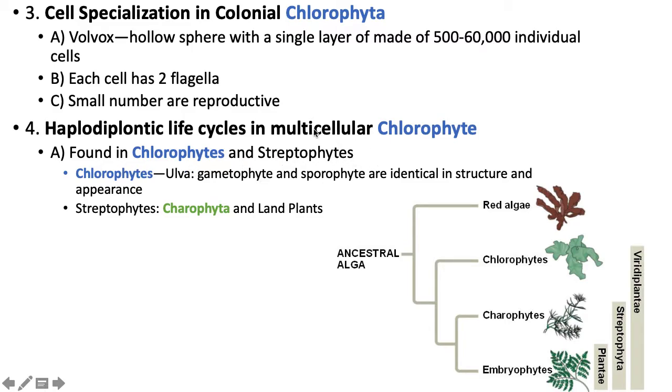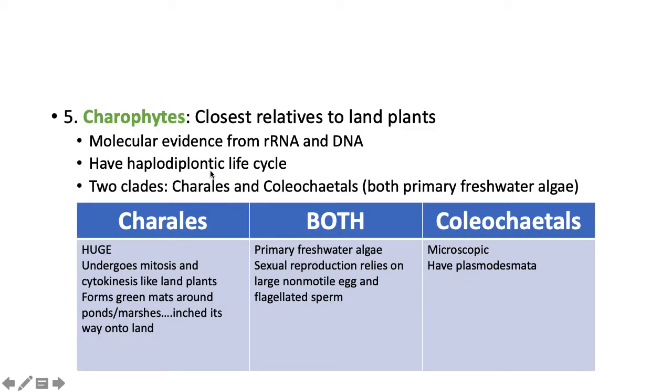With the chlorophytes, there are some haplodiplontic life cycles, but I'm going to throw another term out there, the streptophytes. Okay, the streptophytes. So we talked about red algae, Rhodophyta. Here's my chlorophytes, kind of like my green algae. And now my charophytes belong to Streptophyta as well as my land plants. So the charophytes are more closely related to land plants, kind of gave rise to land plants. And we have molecular evidence to support that from rRNA and DNA, that they have haplodiplontic life cycles like plants do.